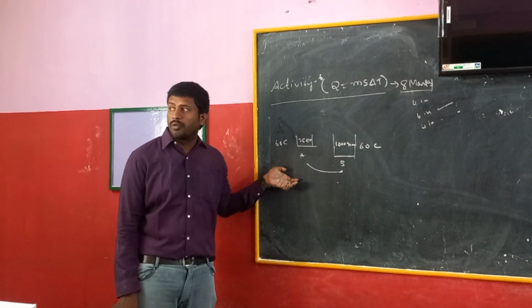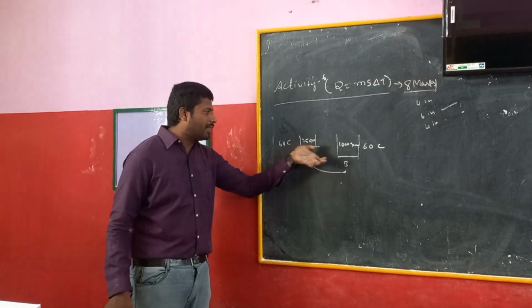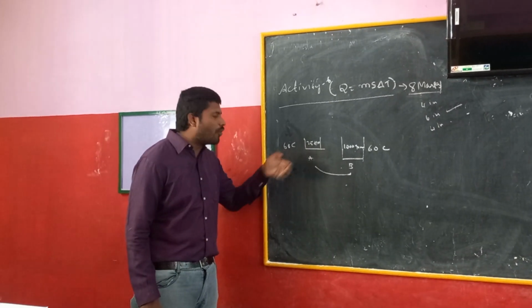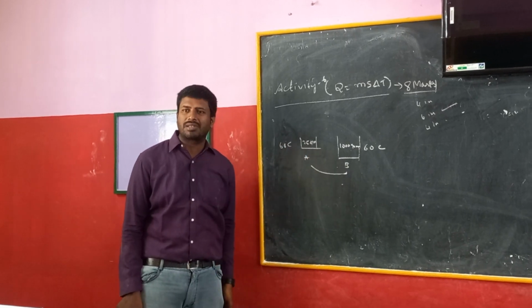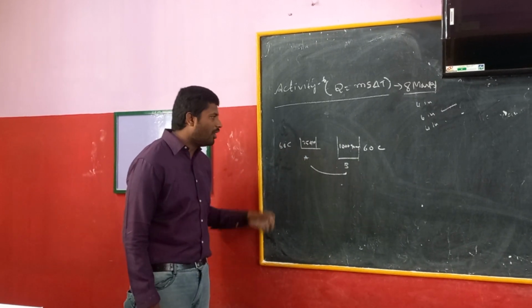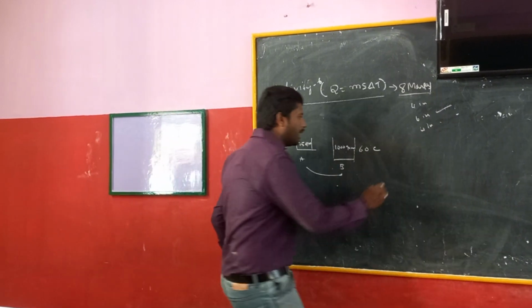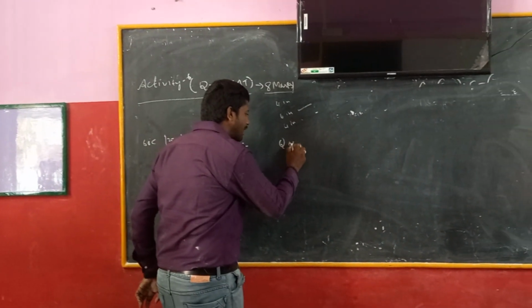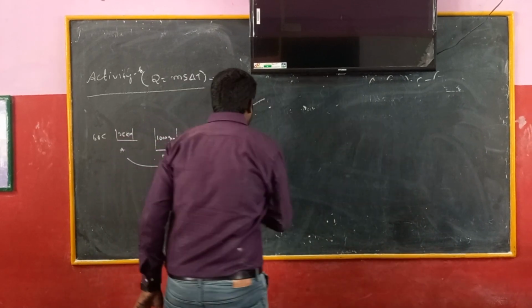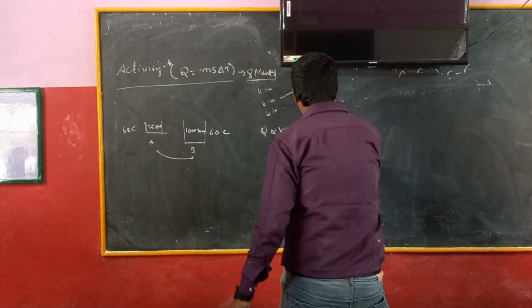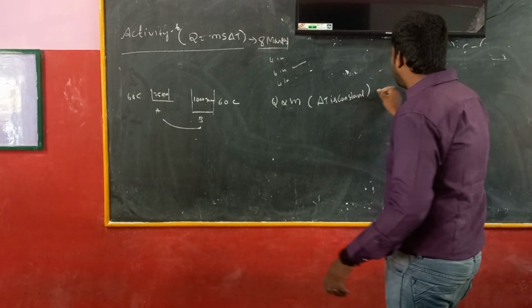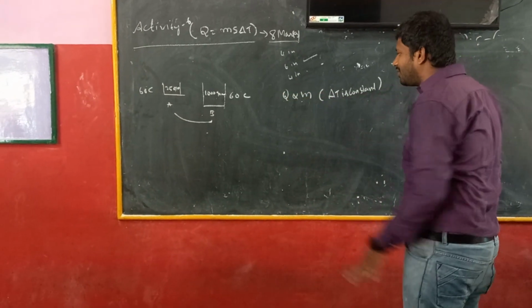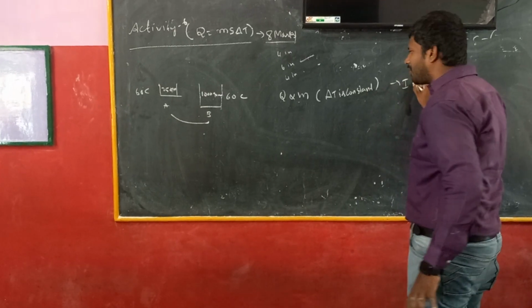See, for 250 grams of water the heat required is less, and for 1000 grams of water the heat required is more. Hence, we conclude that as mass increases, Q also increases. Q is directly proportional to M when temperature is constant, and here the constant temperature is 60 degrees Celsius. Let it be equation number 1.